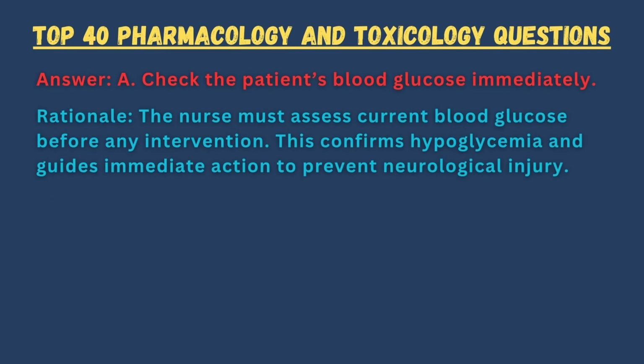Answer. A. Check the patient's blood glucose immediately. Rationale. The nurse must assess current blood glucose before any intervention. This confirms hypoglycemia and guides immediate action to prevent neurological injury.